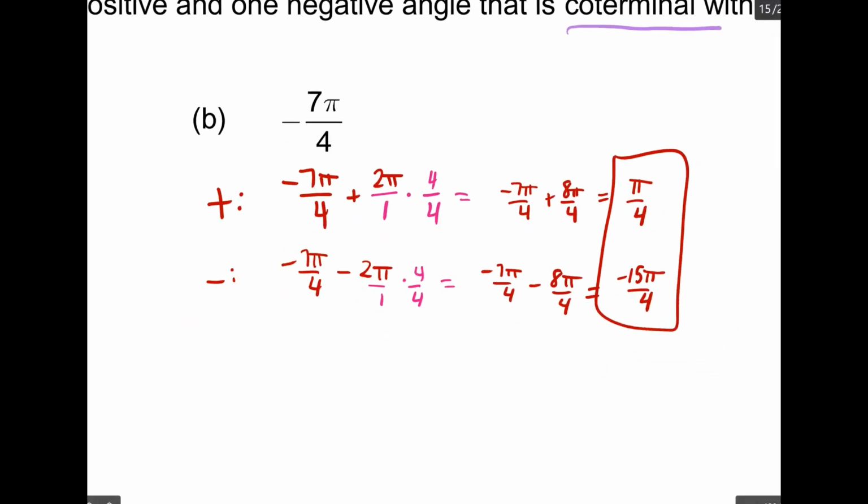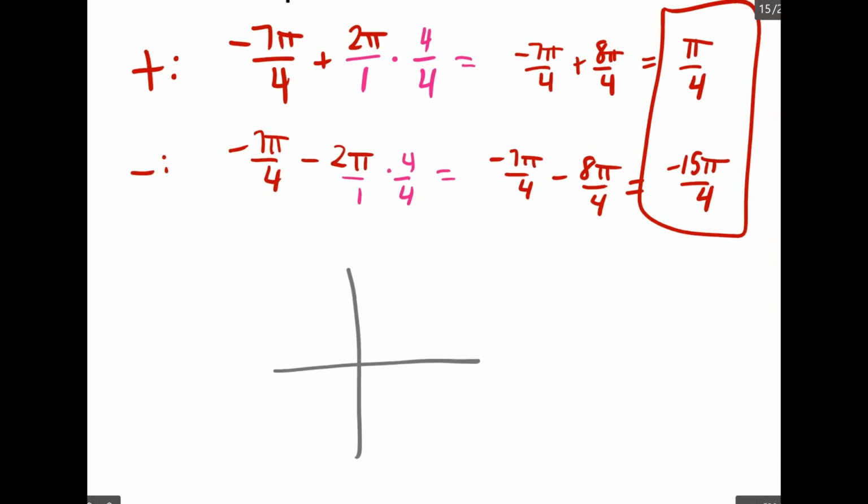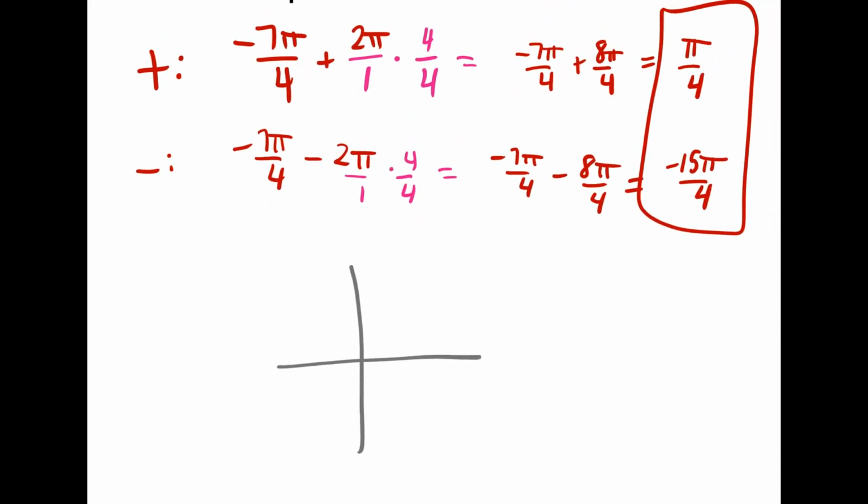Just as an exercise, we can try graphing this one, just to prove that these are coterminal. Do we remember how to label our axes? So I start at 0, and then how do I go around, Jonah? What should I label the top of the y-axis as? 90. So 90, or in radians, what is this?